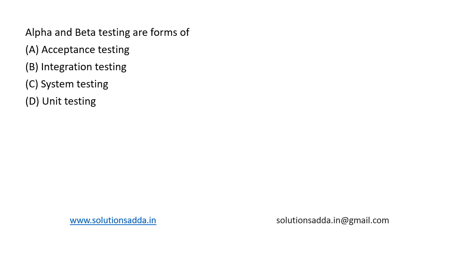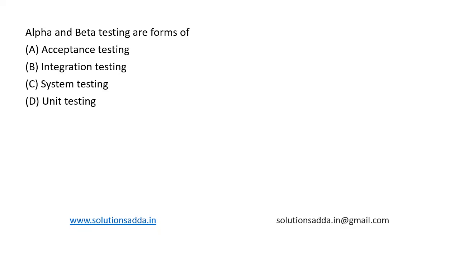This is a question from software engineering. Alpha and beta testing are forms of acceptance testing, integration testing, system testing, and unit testing. So what is acceptance testing? Acceptance testing, as the name suggests, is a testing that checks whether the system satisfies the acceptance criteria or not, and it enables the users, customers, or other authorized entities to determine whether to accept the system or not.